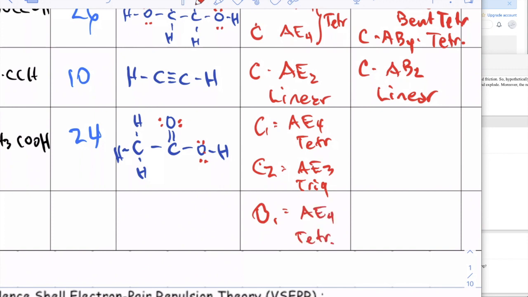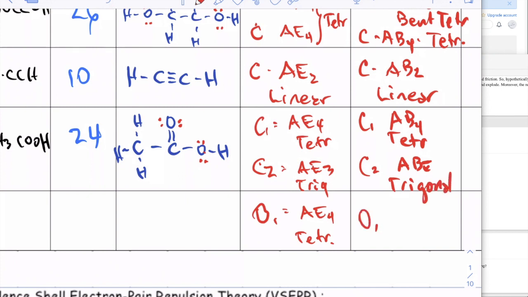Remember that this is the electronic geometry. The molecular geometry for C1 is going to be AB4. So around that particular carbon, it's tetrahedral. And then our second carbon is going to be AB3. So around that particular carbon, it's trigonal. And then finally, our last is oxygen. That's an AB2E2. That's a bent, tetrahedral.